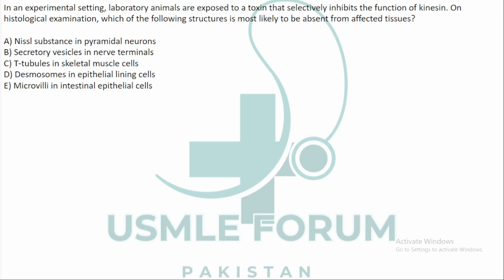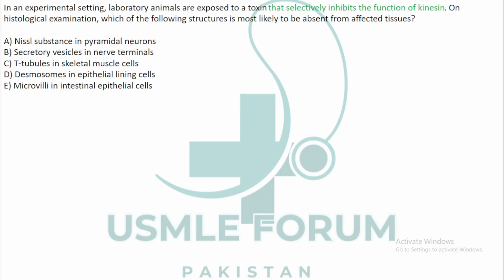In an experimental setting, laboratory animals are exposed to a toxin that selectively inhibits the function of kinesin. On histological examination, which of the following structures is most likely absent from the tissue? Okay, all right. So let's break this one down, the way a USMLE warrior should. The key phrase in the stem is a toxin that selectively inhibits kinesin. So that's your anchor in the stem.